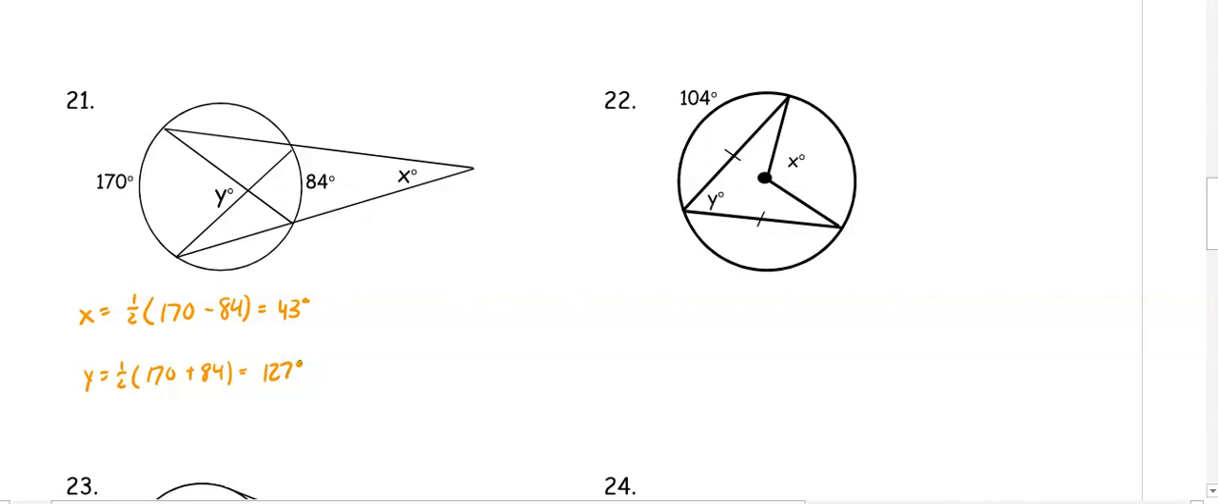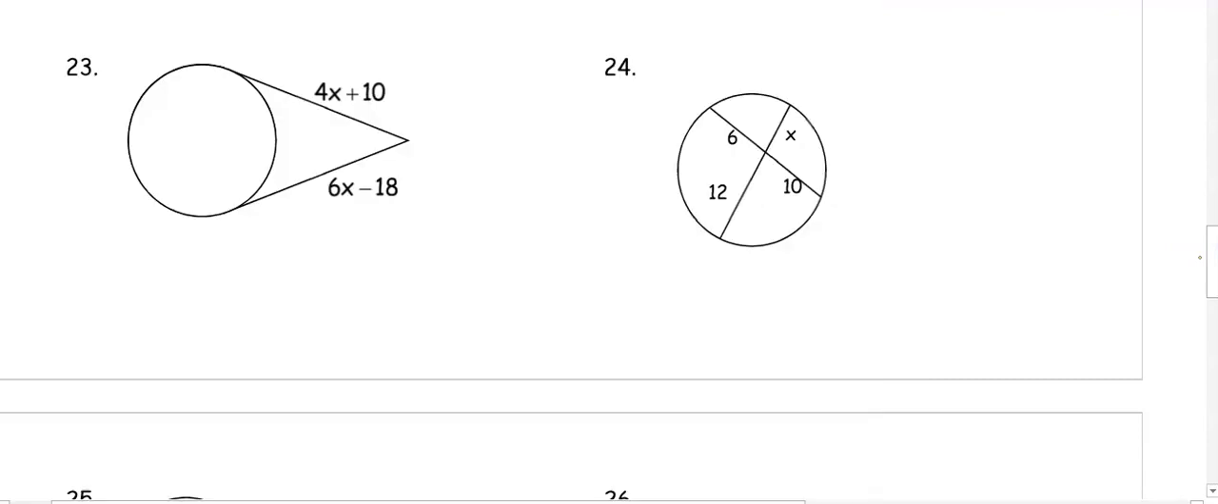In number 22, these chords are marked congruent, which means these arcs are also congruent. So they're both 104 degrees. So we can subtract from 360, and we get that this arc is 152. X is a central angle, so it's going to be the same as the arc, 152, whereas y is only going to be half because it's an inscribed angle. So when we cut that in half, divide by 2, we get 76 degrees.